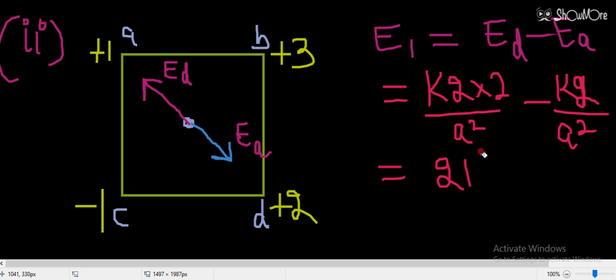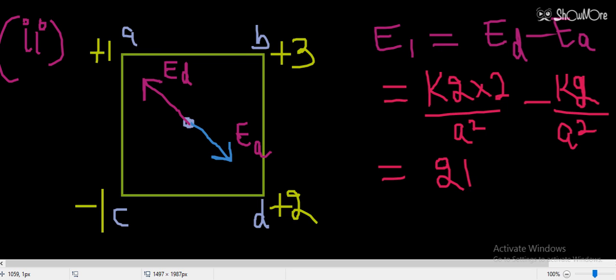Note down up to this point, 2k by A square. So this is the magnitude of E1. E1 is equal to ED minus EA. ED is equal to K into 2 divided by A square by 2. That 2 will go in the numerator and multiply with 2k, and this is the calculation of E1. I hope you have noted down. You can note down up to this step.